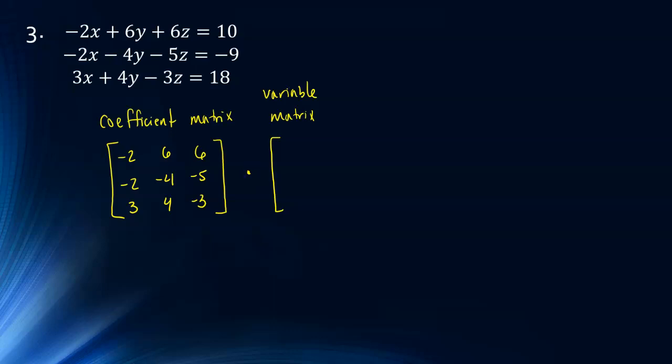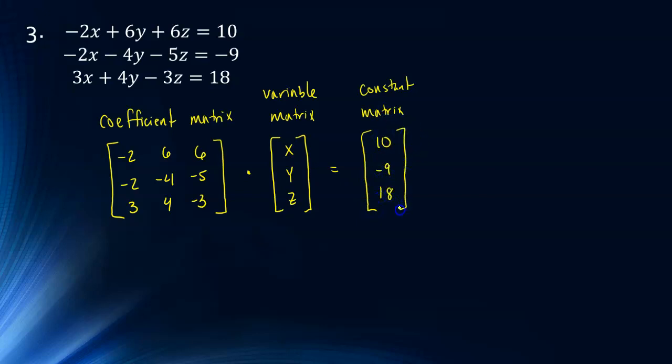And so our variable matrix would literally be the variables that we're using, x, y, and z. And it's going to be equal to your constant matrix, which are the values 10, -9, 18. For the time being, I'm going to refer to our coefficient matrix as A, our variable matrix as X, and our constant matrix as B.